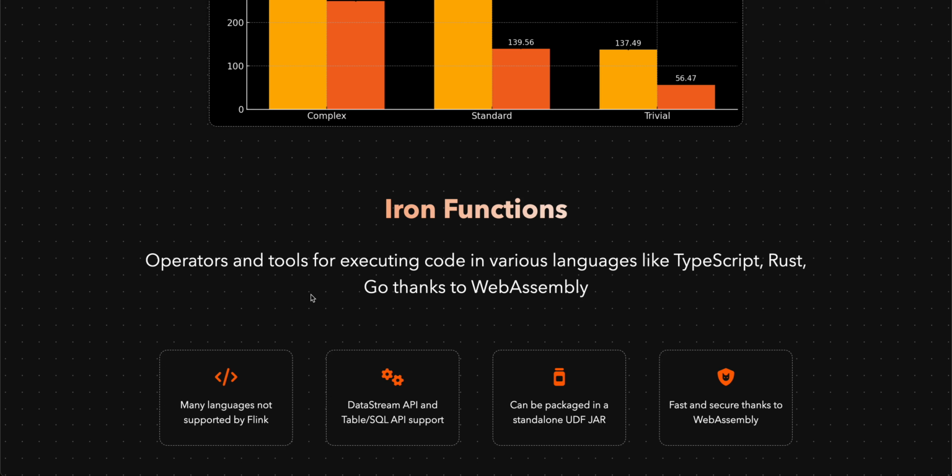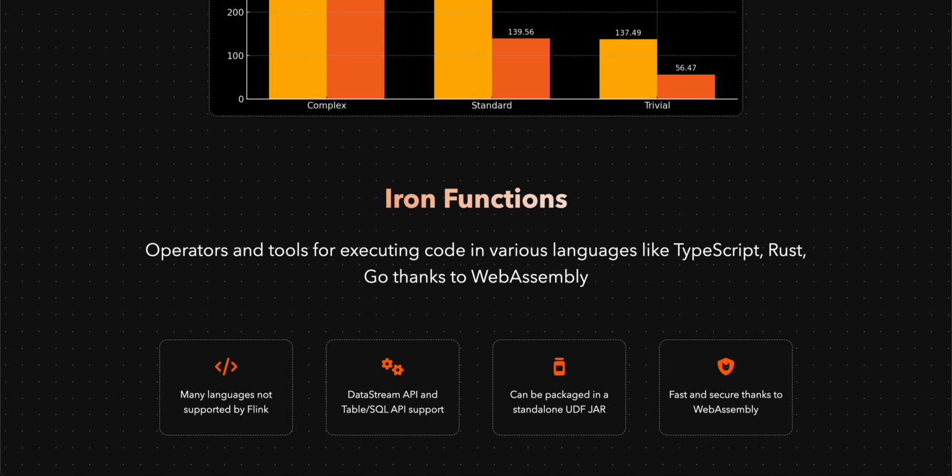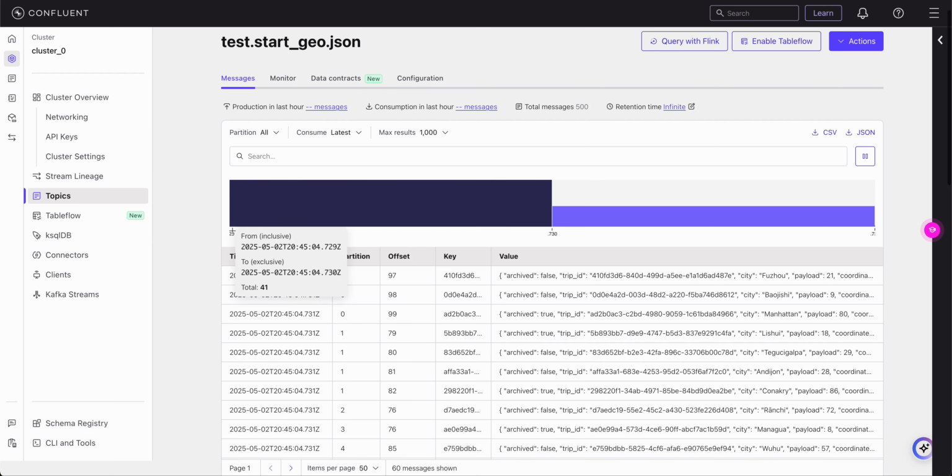And this demo focuses on the Table and SQL API, and we're going to be building a UDF jar and deploying it onto Confluent Cloud as an example. Please go and check the DataStream API video as well if you're interested. And so, to start, let's see what kind of data we have.